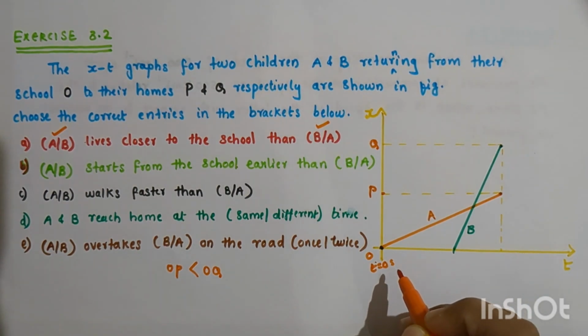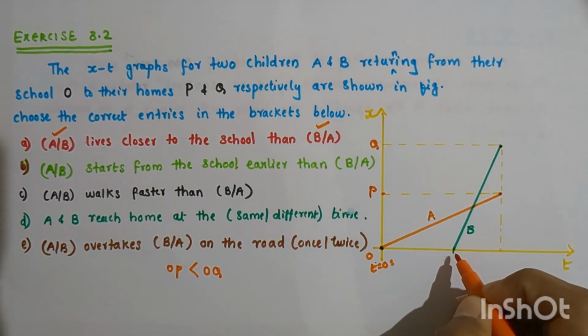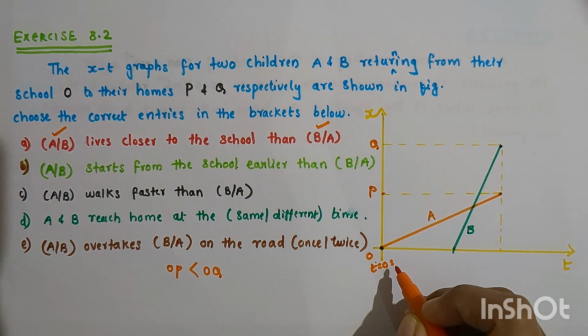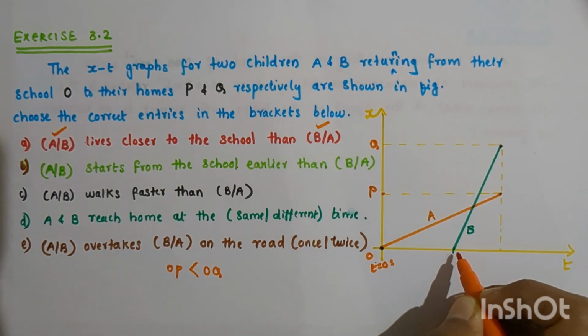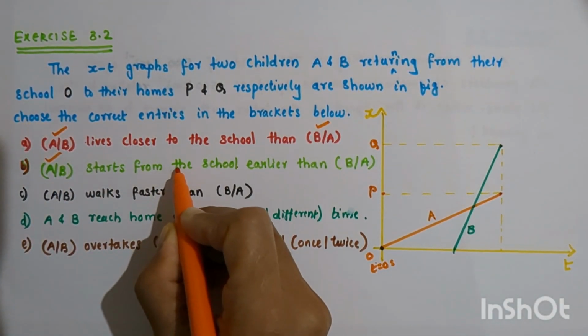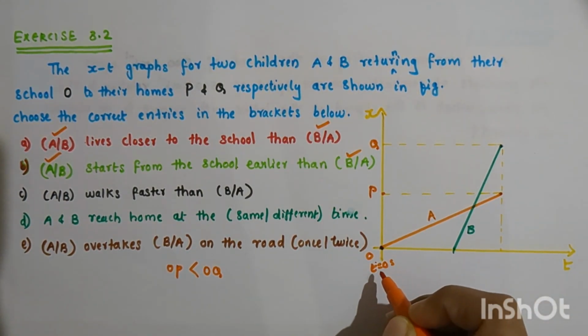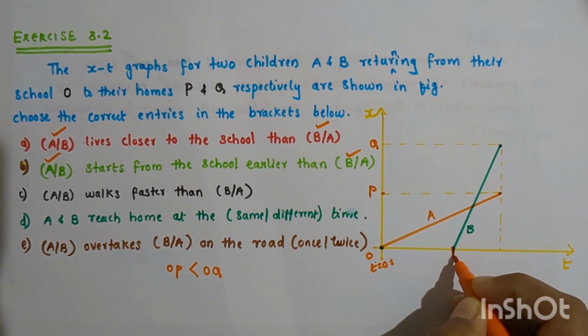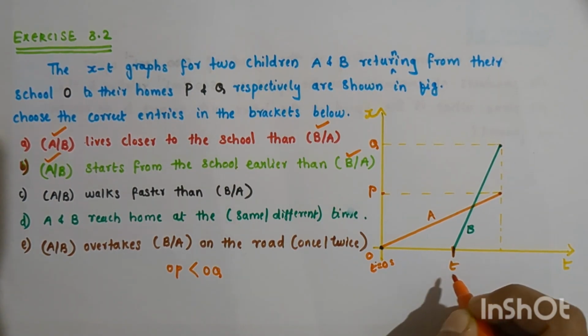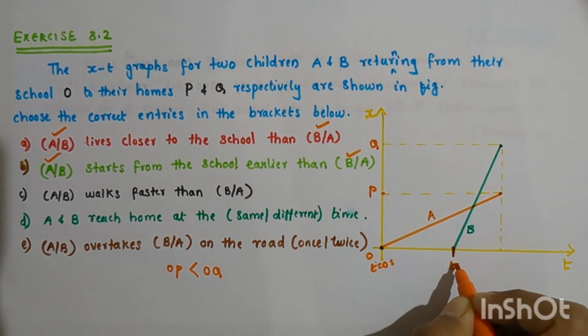And you see B has started its motion after a certain finite time. That is, A started his or her journey from school earlier than B. So A starts from the school earlier than B, because A started at t equal to 0 seconds. For B, corresponding to this point, there is some other time value, maybe 5 seconds or 10 seconds, something like that. So A started at t equal to 0 seconds, B started at some other finite value. That is, A starts from school earlier than B.